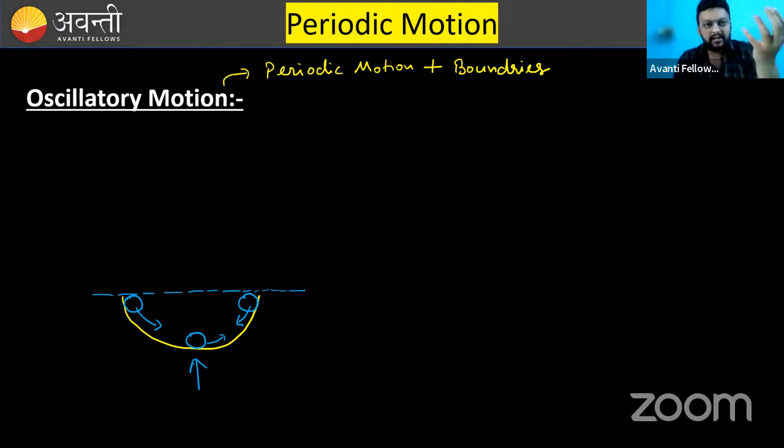Now, what is your task? Your task is to identify some other periodic motions, some other oscillatory motions in your life, the motions that you can consider as oscillatory motions. So try to identify and try to comment. I will look at the chat box. What are the motions that you can consider as oscillatory motions? That means they repeat their motion after a fixed time, and have some boundaries.